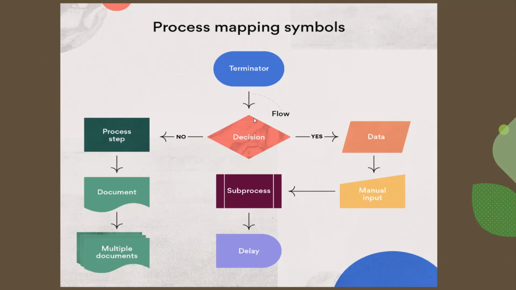Then we have another sign that is very important, this diamond sign, which is the decision sign. This is a sign that indicates a decision that is going to be made, a yes or a no, a fail or a pass. So if it is yes, it will go through this direction. If it is no, it will go through another direction. If it is pass, it goes through a direction. If it is fail, it goes through another direction. So this is another important one we will be using.